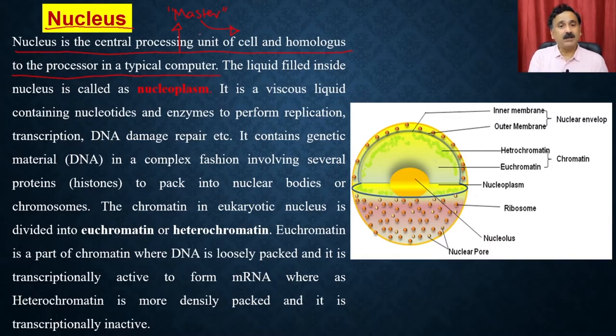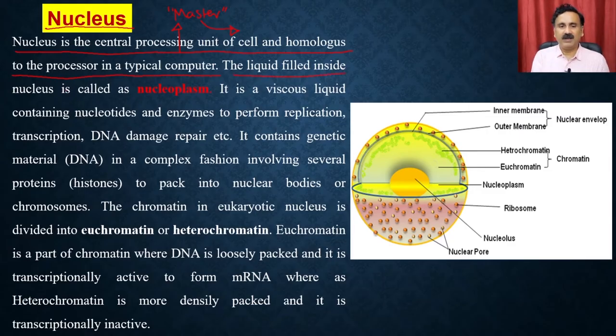So why is it so? Because the nucleus contains the genetic material, and that genetic material has all the information and is actually going to say what the cell has to do. So the nucleus is present inside a double membrane structure, right?